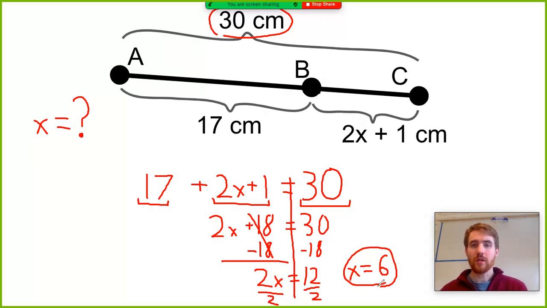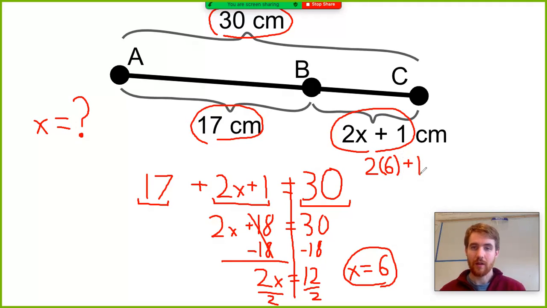Of course, you could also check your work, and I would always recommend doing this. You know that these two pieces should add up to the whole thing, to 30. So now that we have that x is 6, let's check that. If x is 6, then 2x plus 1 is equal to 2 times 6 plus 1, which is equal to 12 plus 1, which is equal to 13. So this segment is 13. We already know this segment is 17. 30 does equal 17 plus 13. That's one way you can solve the problem and check your work.